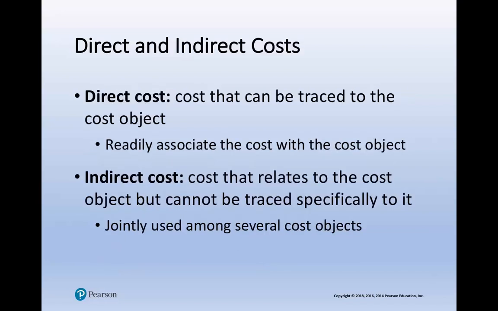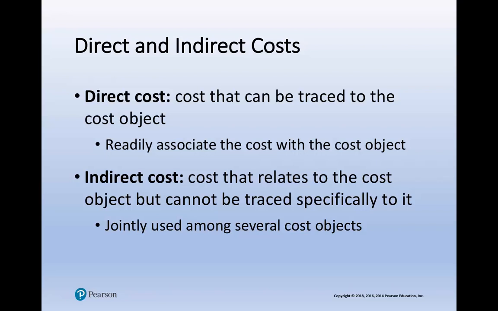So once we identify our cost object, we then look to allocate our costs. And we have two different cost breakdowns. We have our direct cost, which is a cost that can be traced to the cost object. So that is a cost that's readily associated with that cost object. When we're talking about a direct cost, what we want to do is identify our cost, and I go with two questions we ask ourselves. If we can identify it as a direct cost, that's how we classify it.